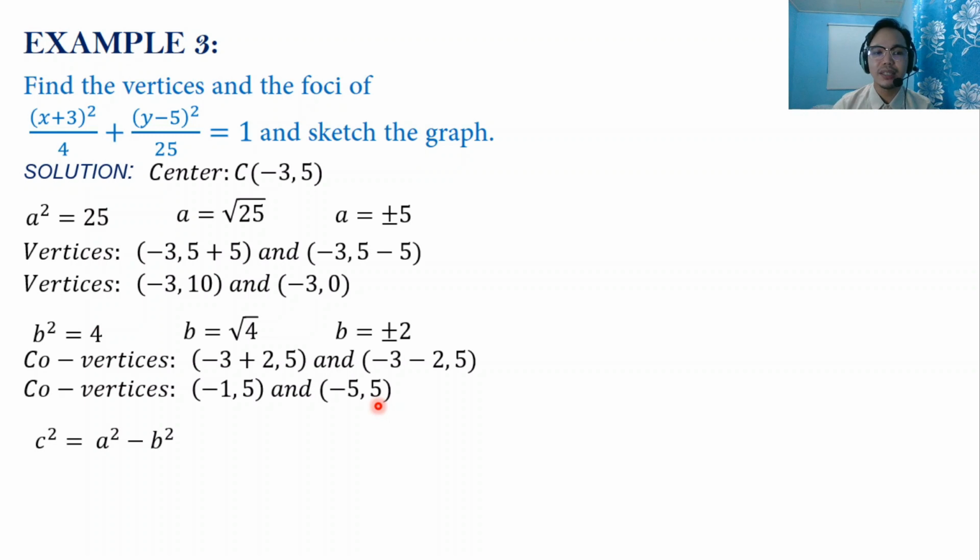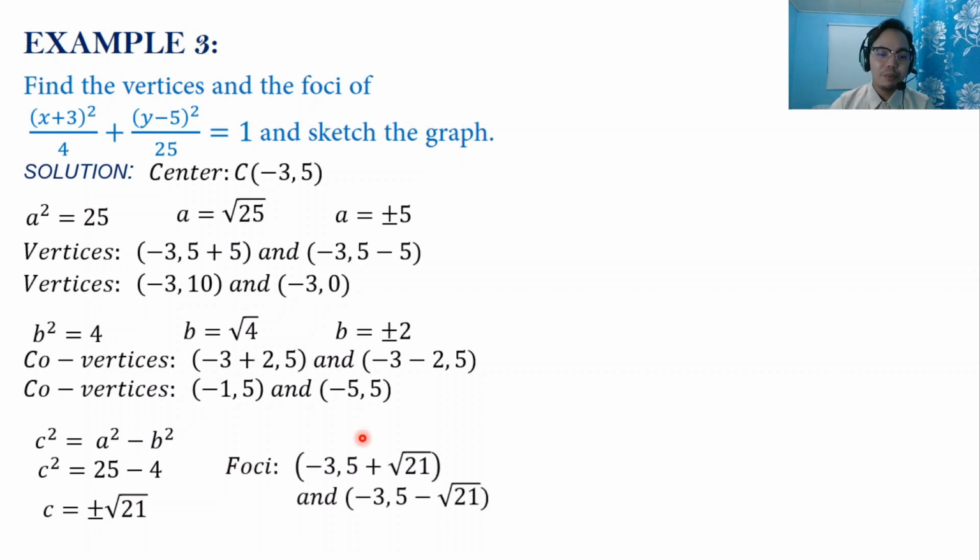Now, for our foci, we are going to use again the formula c squared equals a squared minus b squared. So just substitute the values. A squared is 25 and b squared is 4. So this is the value of our c. Positive, negative square root of 21 because we cannot simplify it more than that.